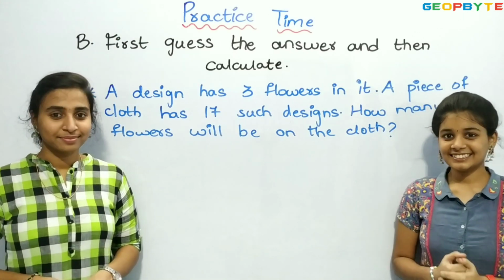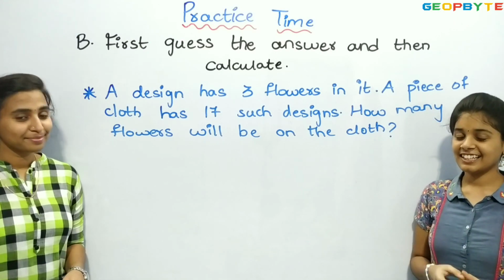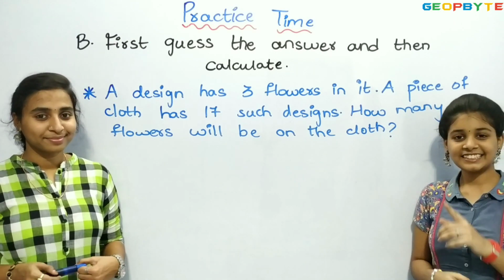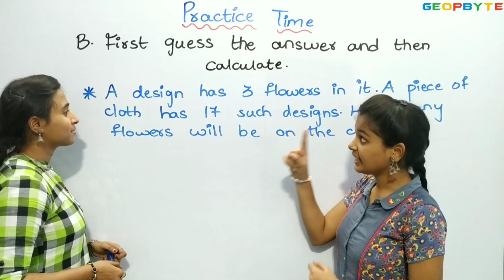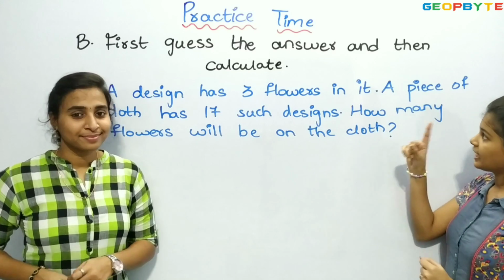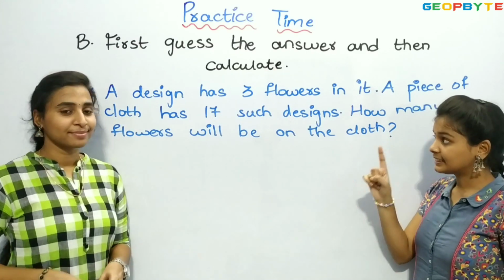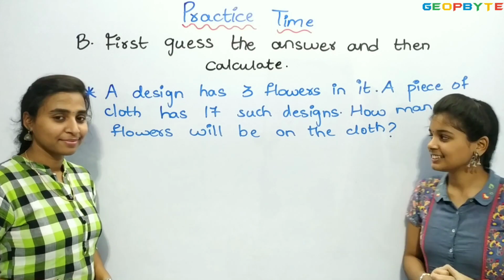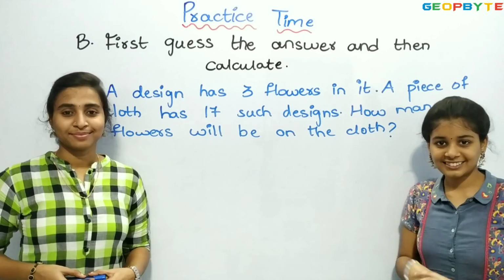Now let us see the last question, then guess the answer and then let us calculate. Let us see the question. A design has 3 flowers in it. A piece of cloth has 17 such designs. How many flowers will be on the cloth?